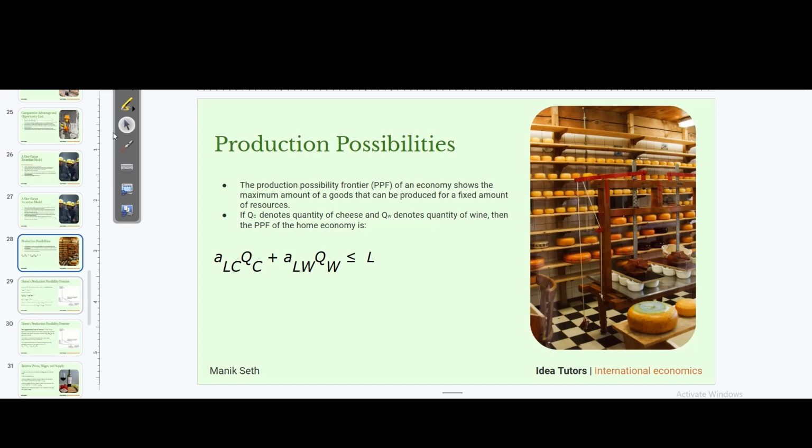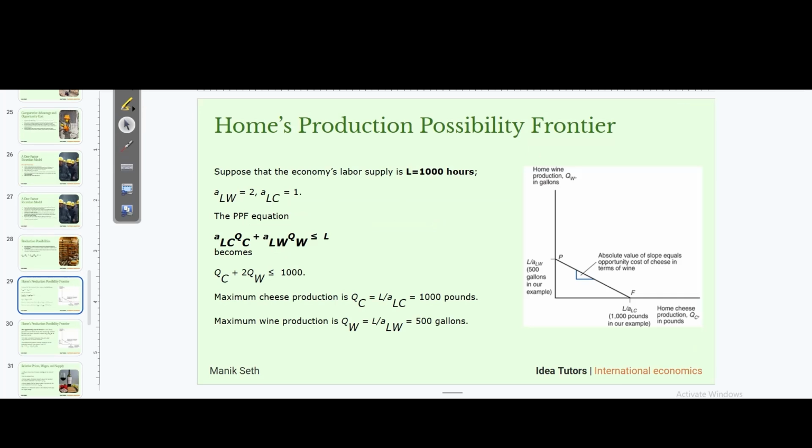Suppose the economy's labor supply, which is given, is 1,000 hours. aLW, the unit requirement for wine, is 2. So 2 units of labor are required to produce 1 unit of wine.